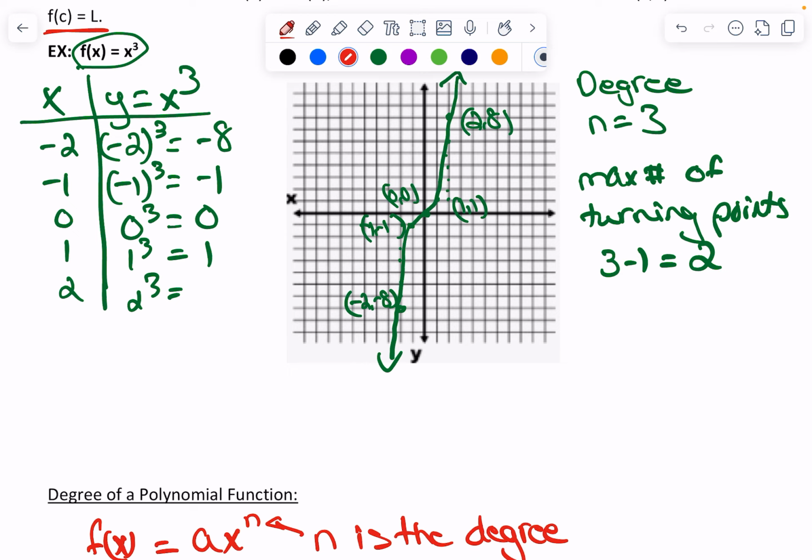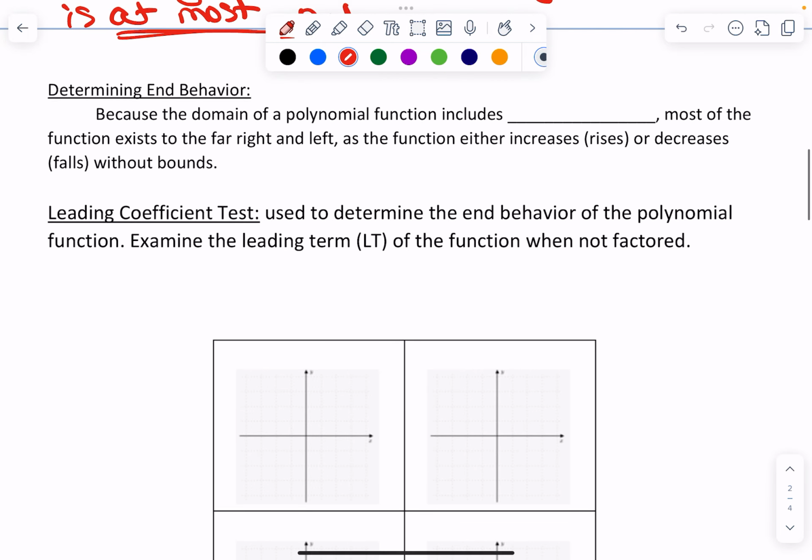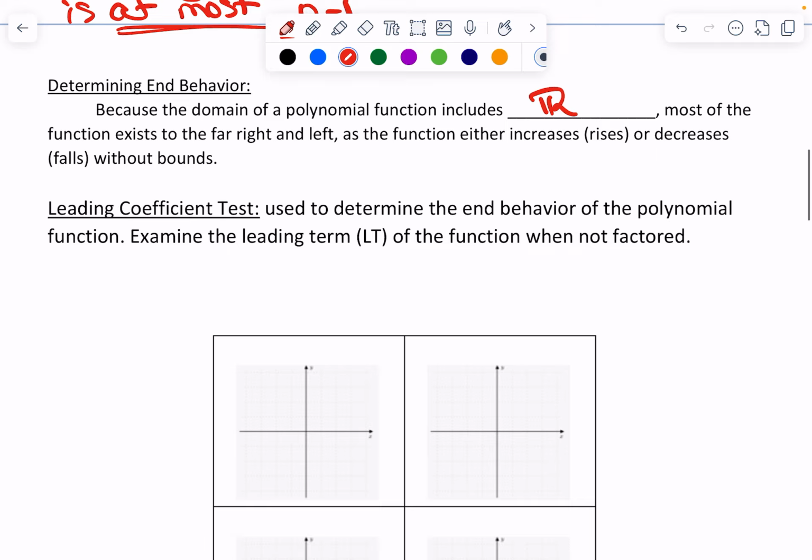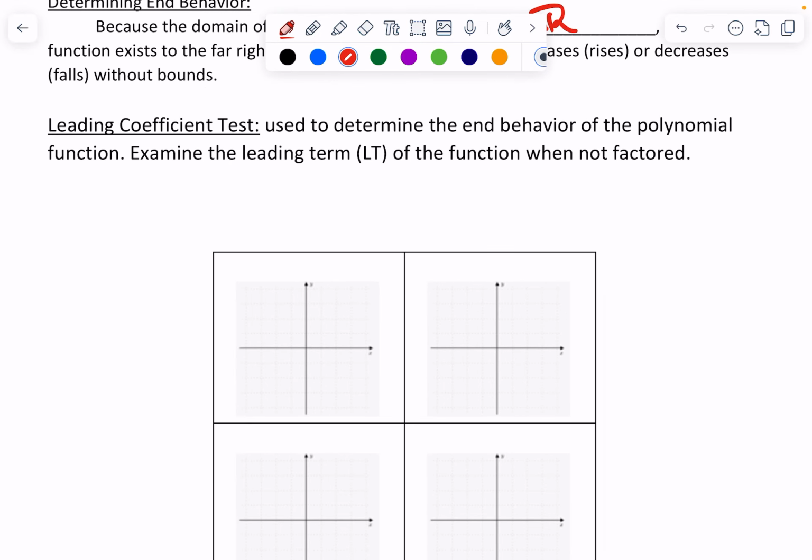Okay, next we're going to look at determining the end behavior. So because the domain of a polynomial function includes all real numbers, most of the function exists to the far right and left, as the function either increases, which means rises, or decreases, falls without bounds. Okay, leading coefficient test. Used to determine the end behavior of the polynomial function, examine the leading term LT of the function when not factored. So f of x equals a times x to the power of n. The a here is the leading term. Or sometimes you'll hear leading coefficient.